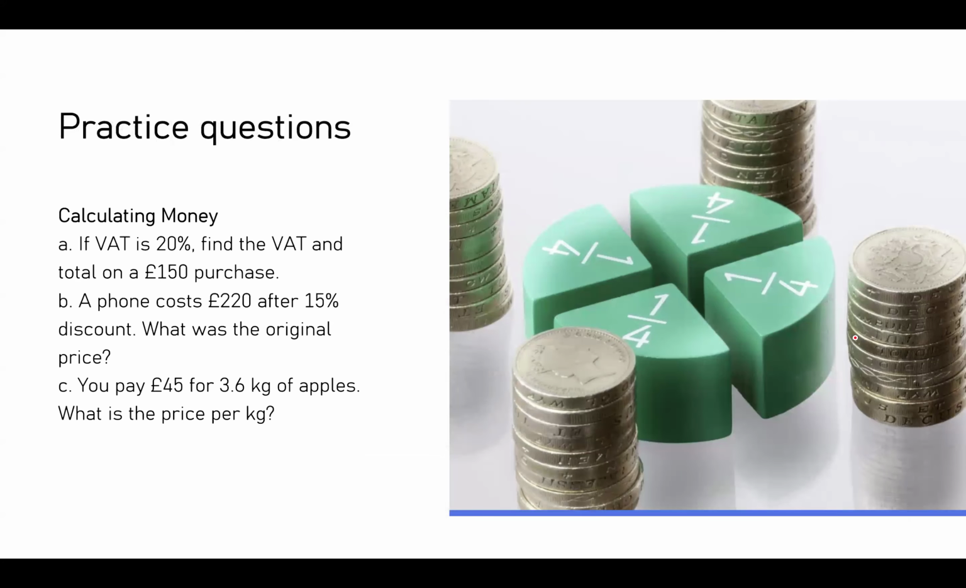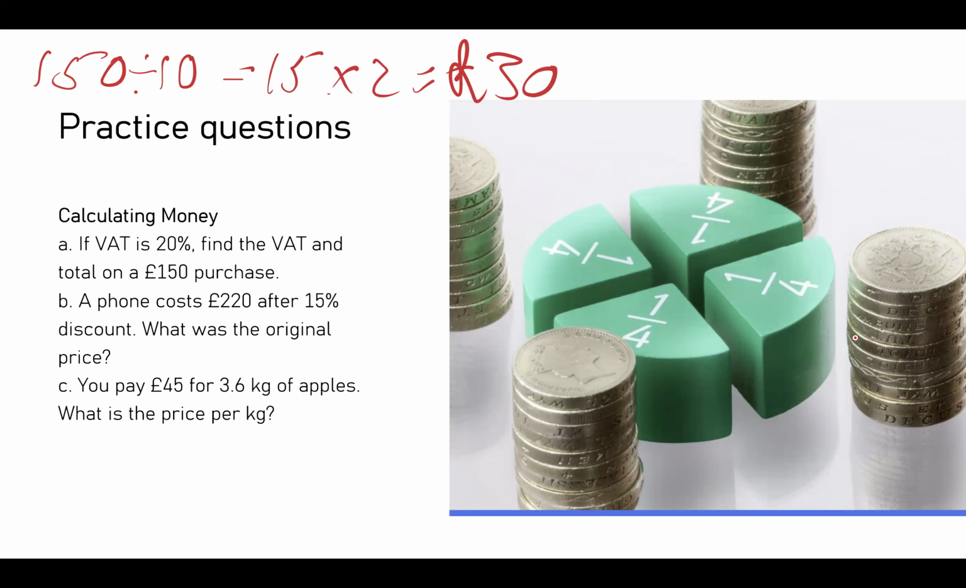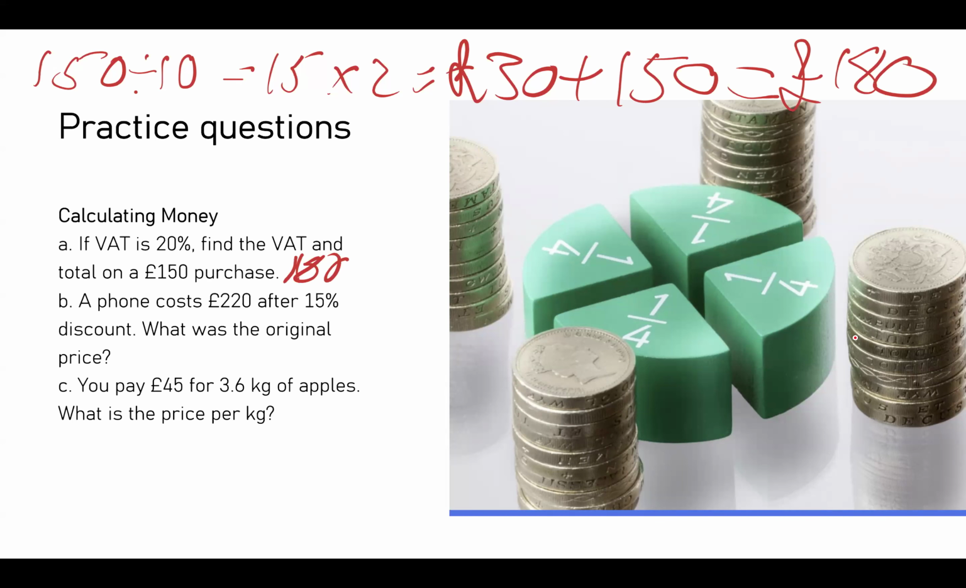So if VAT is 20%, find the VAT and total on a purchase of £150. So VAT is 20% of 150. So all we would do is find out 10%, which is 15, multiplied by 2. So the VAT is £30. The total will be 30 and 150. So the total plus VAT would be 180. All we did was find out what 20% is and then add it to the total.